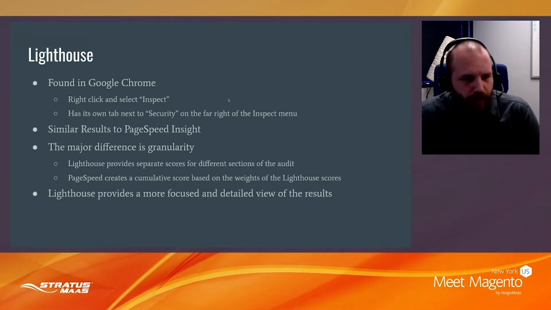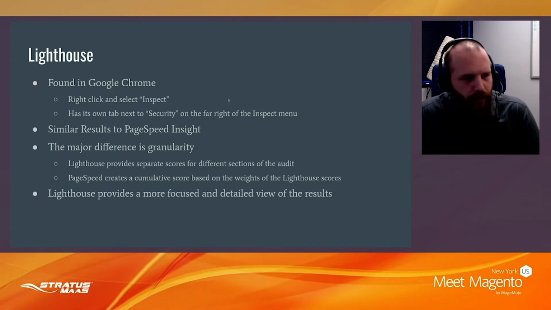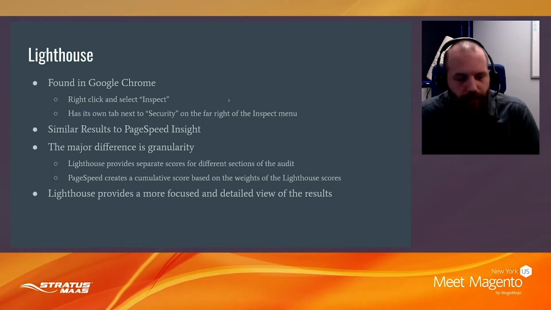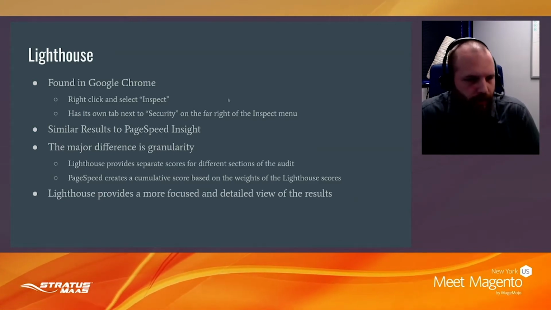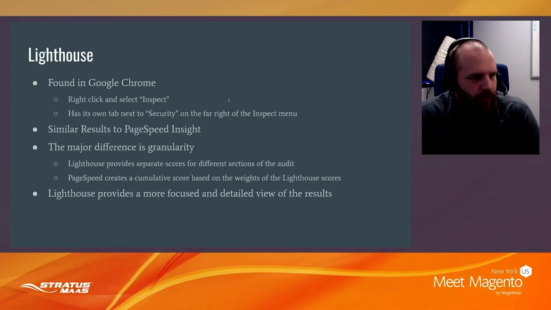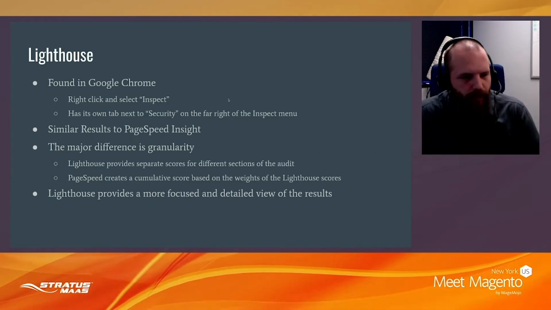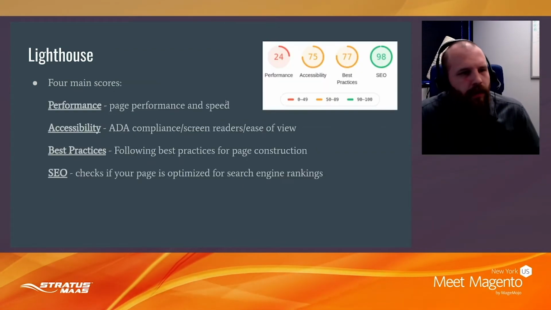The major difference between those two, like I said, is that Lighthouse gives you the separate scores and separate granularity of each of those points against each score, instead of PageSpeed, which puts it all in one big report against one big number. That makes it a little bit foggy as to how it's impacting everything.